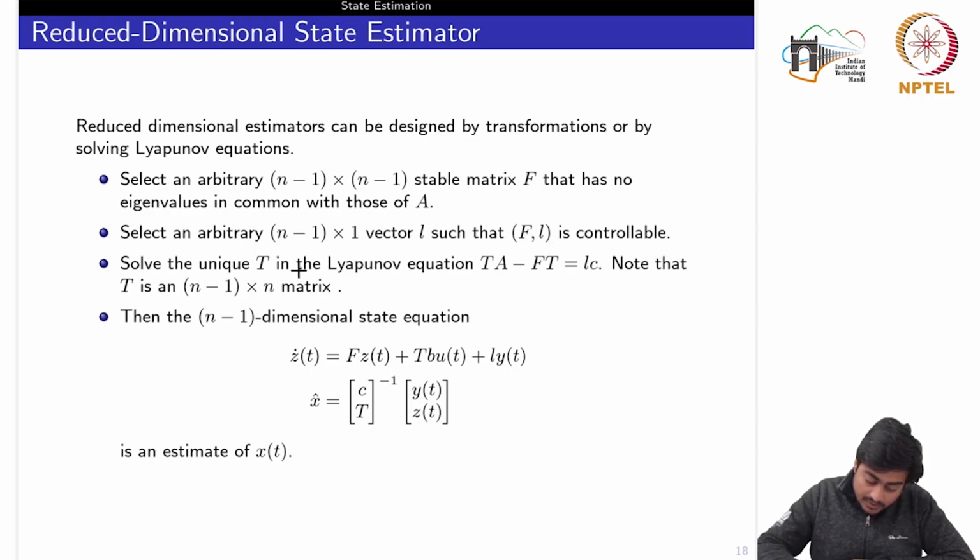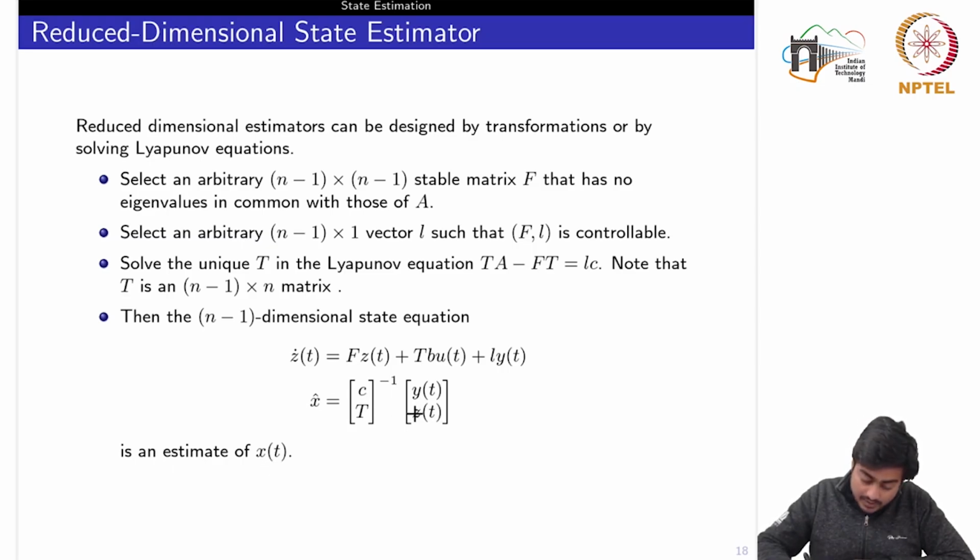Next we solve the Lyapunov equation to compute this matrix T of dimension n-1 cross n, and then finally, by using the state equation that we had seen earlier, we can estimate this x hat. So here you would notice that the state equation of the observer, where the state variable is defined by z, remains the same. It's just that the dimension of the associated matrices would change. And here x hat is given by the inverse of this matrix formed by concatenating two matrices C and T, and the vector y and z. So here we say that this x hat is an estimate of x.